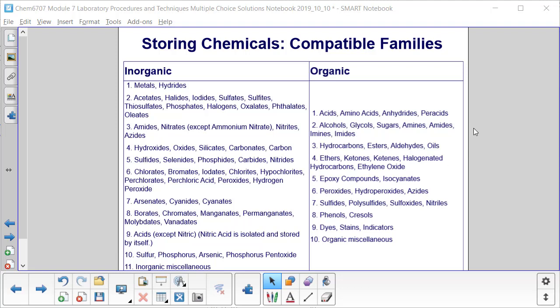So when you have a large chemical storage that you're trying to organize, you just have to make sure that you store things together in compatible families and in appropriate storage cabinets.